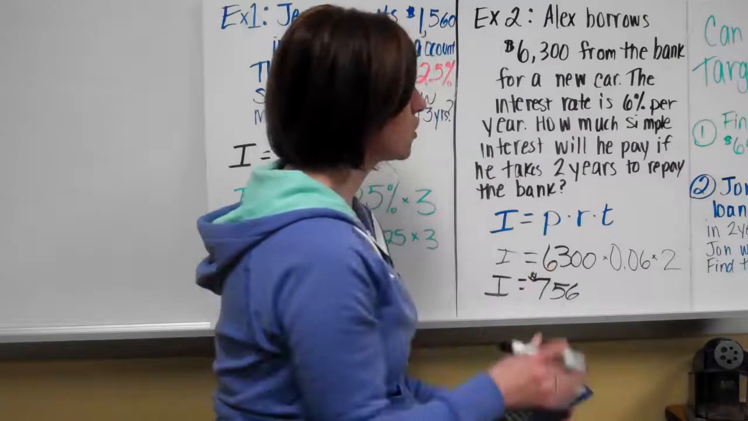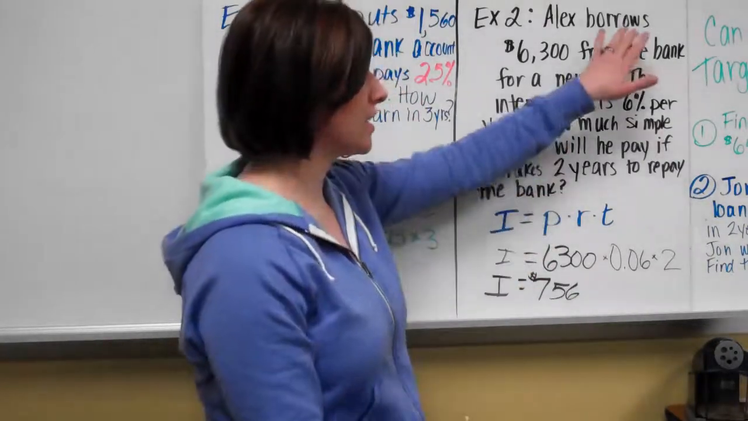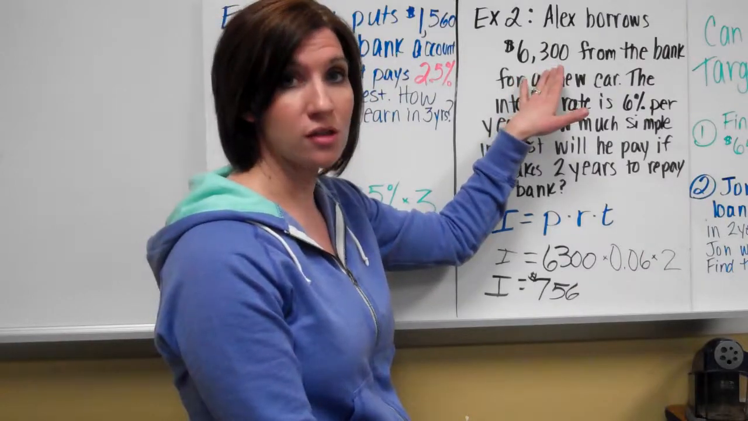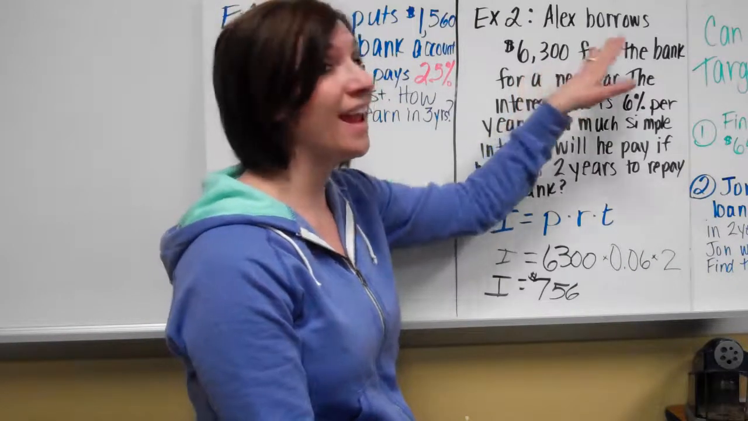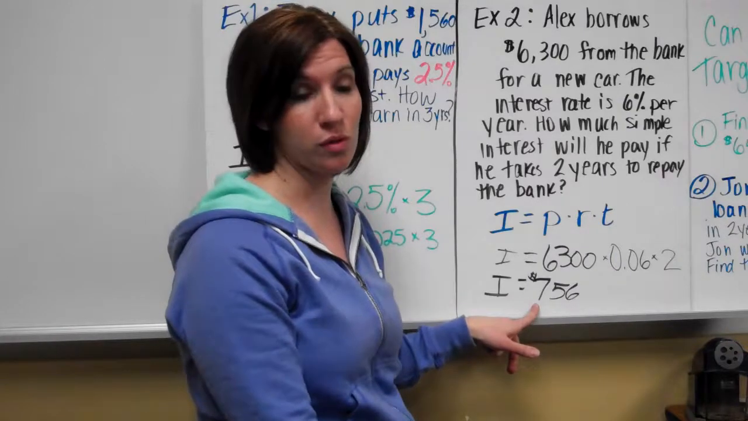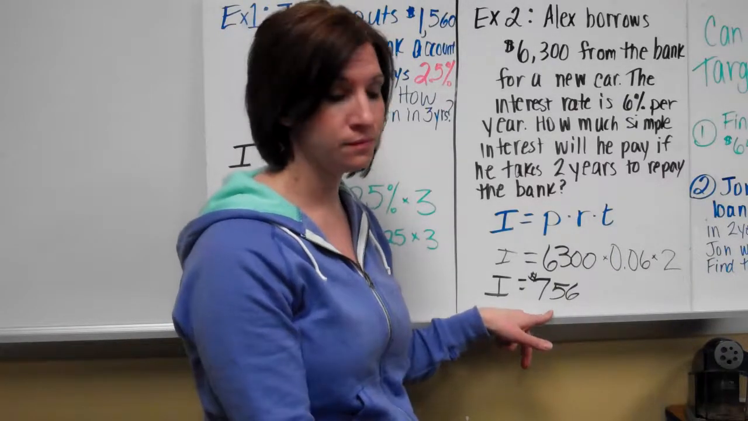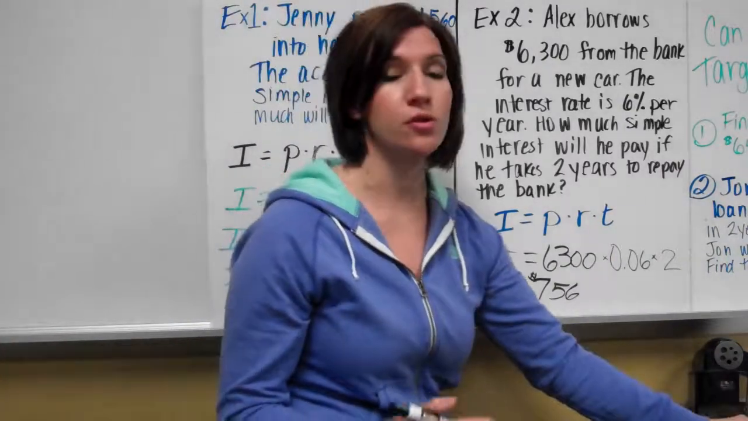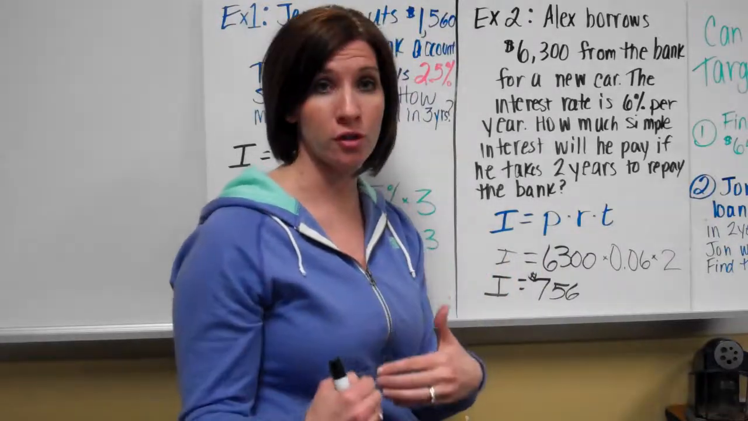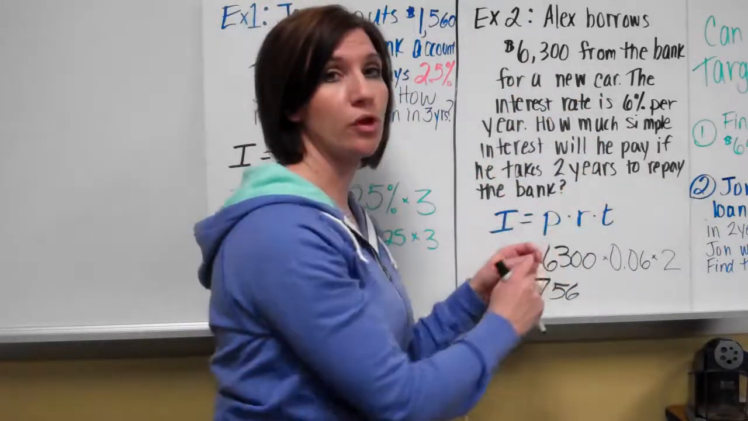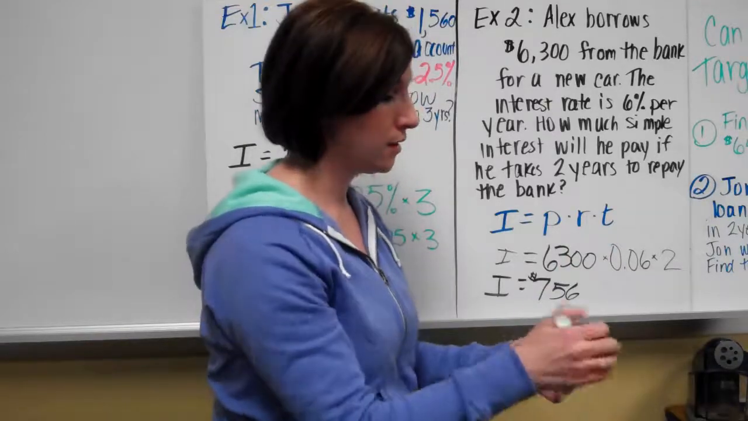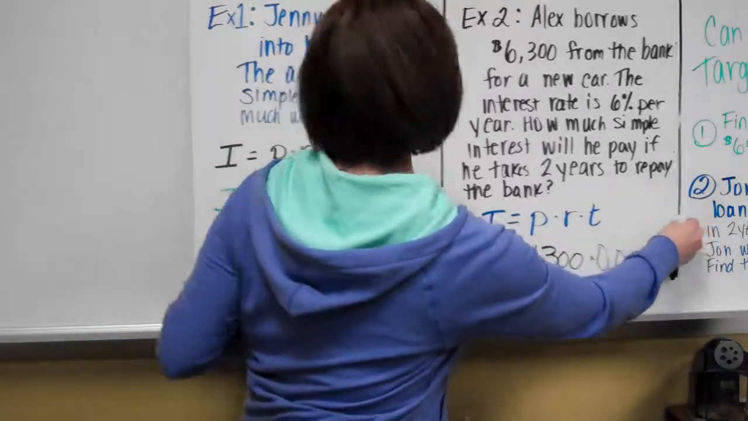$756. So how this works is Alex has to pay the bank $6,300 for the loan that he borrowed, and he also has to pay the interest, which is $756. So that's example 2. So you've seen the example where you earned interest. You've also had an example where you have to pay interest. Okay, let's look at example number 3.